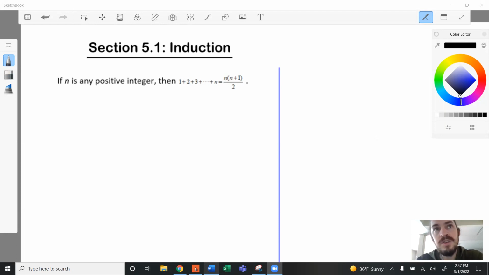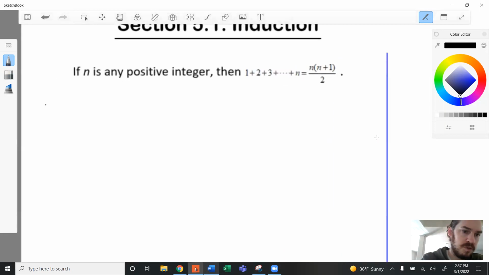So anyway, when it was introduced to you in the past, you may have been given it without any form of proof, or you might have been shown a proof, but you probably weren't shown an induction proof. There are other ways to prove this formula. Anyway, I'm going to show you a proof of this formula using this strategy, mathematical induction.